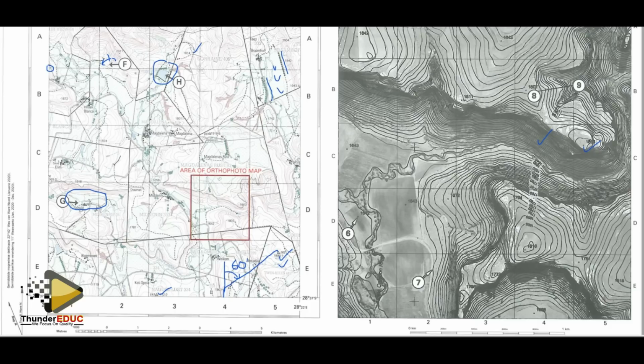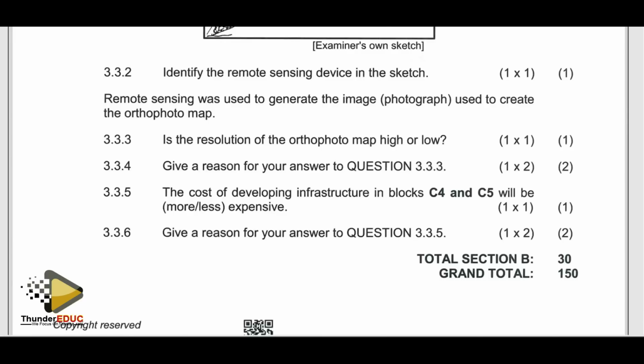The next question is saying, give a reason for your answer. I think I've explained and given the reasons. The reason being that the area is steep sloping, which makes it very expensive to do any infrastructural project. That validates the reason as to why we say it's expensive to do infrastructure development in that particular area.